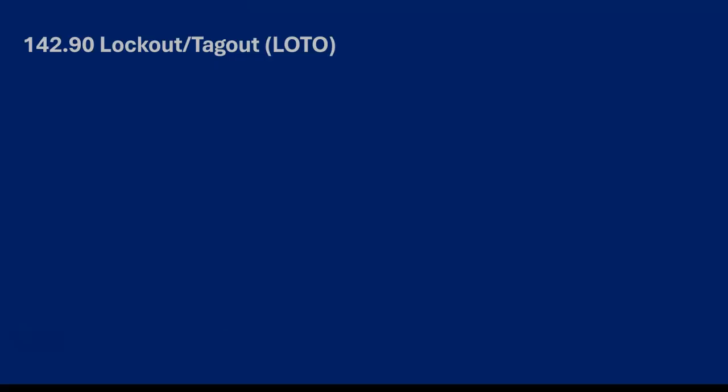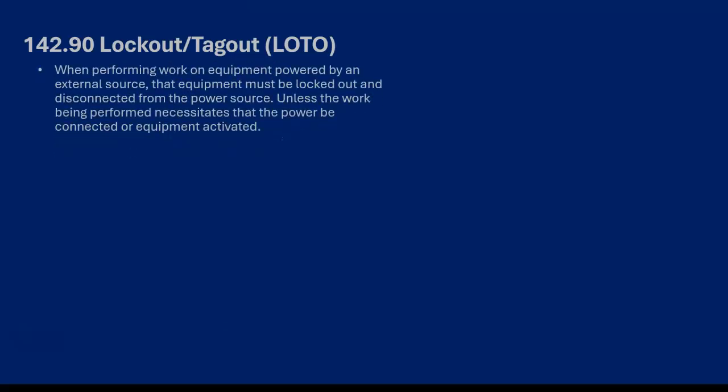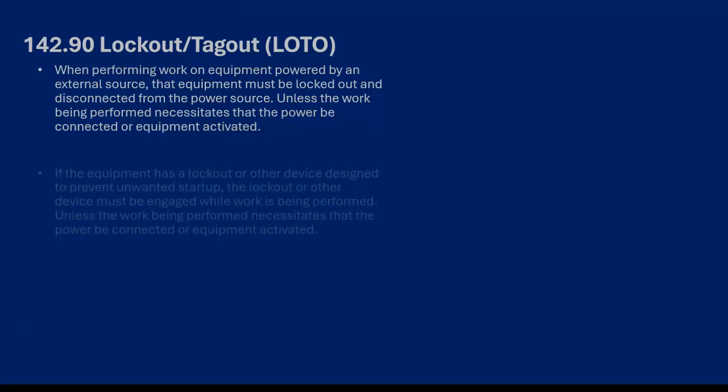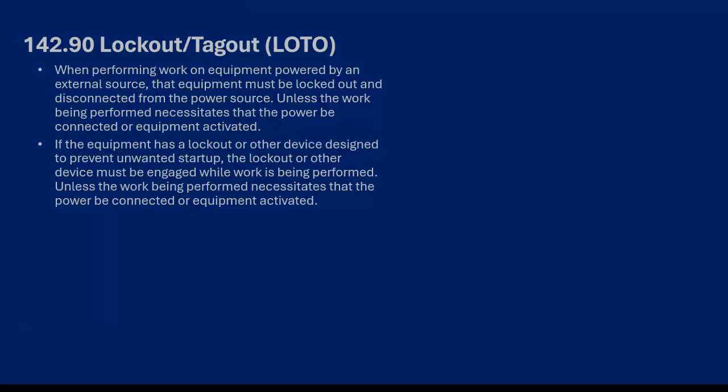We'll get into the lockout, tagout, or LOTO system. When performing work on equipment powered by an external source, the equipment must be locked out and disconnected from the power source, unless the work being performed necessitates that the power be connected or equipment activated. If the equipment has a lockout, or other device designed to prevent unwanted startup, the lockout or other device must be engaged while work is being performed, unless the work being performed necessitates that the power be connected or the equipment be activated.